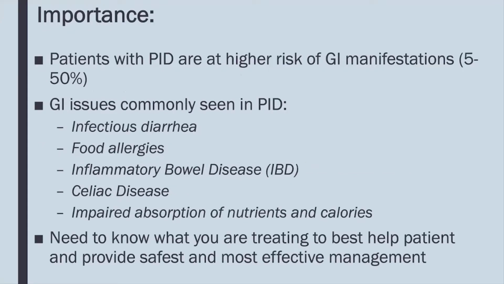It's important to appreciate the role of the immune system in the GI tract, and in particular, patients with primary immune deficiencies are at an especially higher risk of developing gastrointestinal manifestations, with some reports being up to half of the patients. So some of the issues we commonly see that affect the GI tract in patients with primary immune deficiencies include diarrhea from an infectious source, food allergies, inflammatory bowel disease, celiac disease, and impaired absorption of nutrients and calories. And of course, it's really important to know what we are treating so that we can best help our patient and provide the safest and most effective management plan.